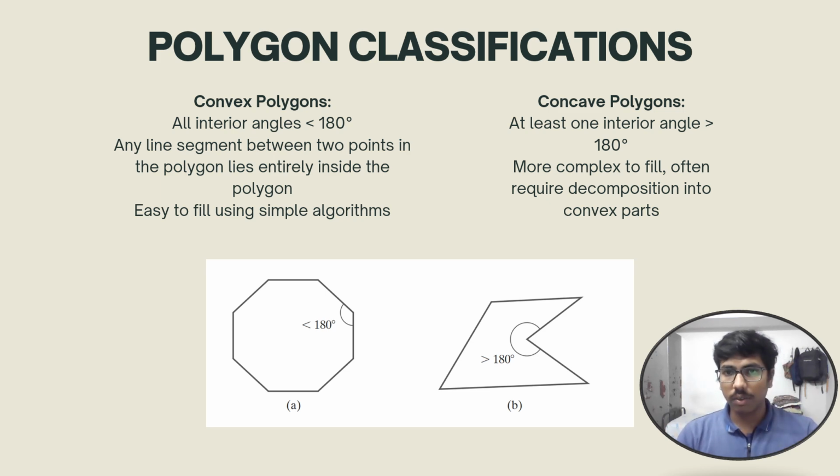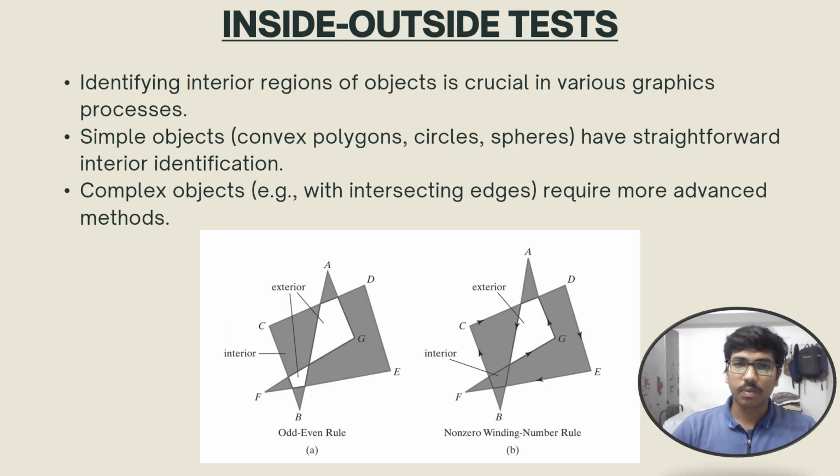Whereas in concave polygons, at least one of the interior angles is more than 180 degrees. As you can see here, the angle is more than 180 degrees. It's more complex to fill and often requires decomposition into convex parts.